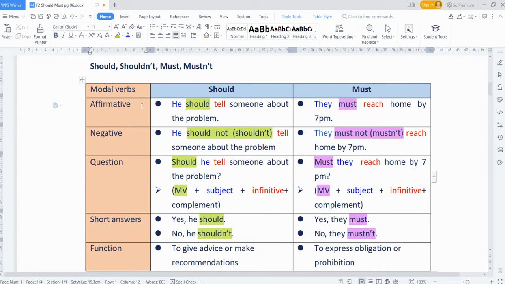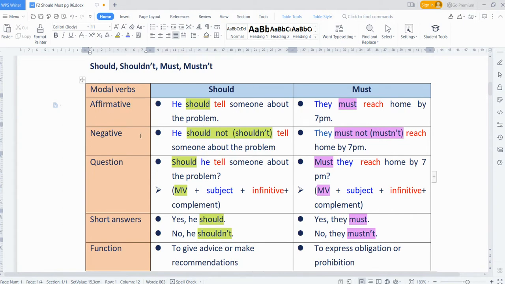Next we look at affirmative. When you want to write an affirmative sentence using the word should, for example, he should tell someone about the problem, you should start your sentence with a subject, followed by the word should, and then after that you need to have an infinitive. Infinitive is the base form of a verb, kata dasar untuk satu kata kerja. And then after that you have the complement of the sentence, pelengkap ayat.